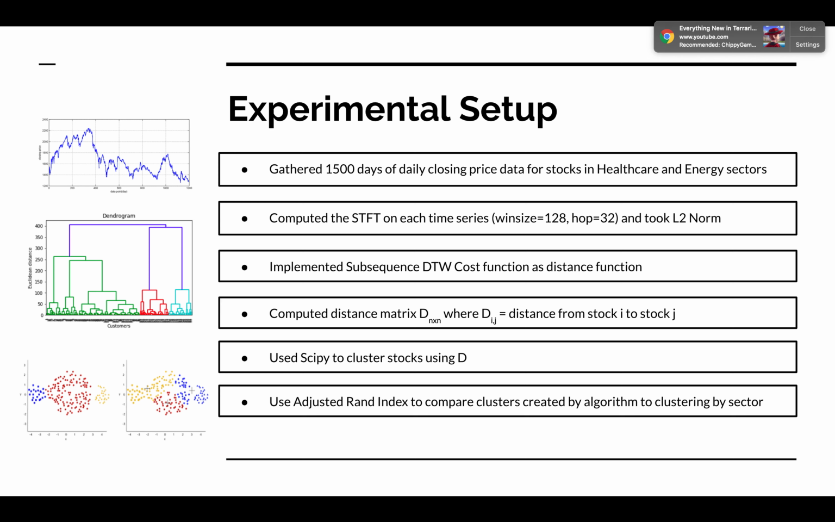The next step was to compute the SCFT on each of the time series. I then computed the DTW cost function so that I could create the DTW distance matrix. I then used SciPy to cluster the stocks using this distance matrix, and after the clustering algorithm was created, I was then able to assign labels to each of the stocks using the clustering, and then this set of labels was compared to the true set of labels, which are the sectors, using adjusted rand index.